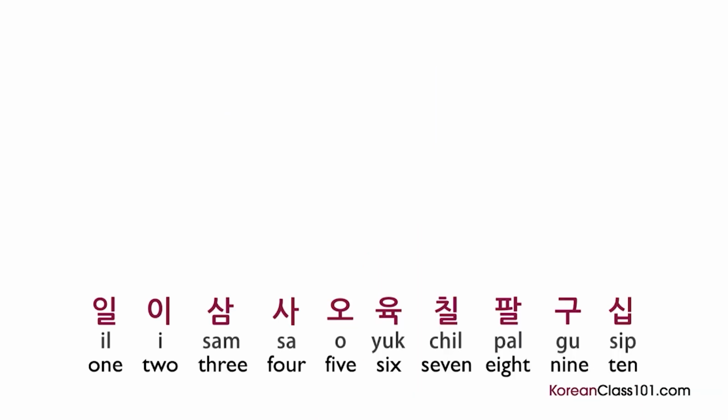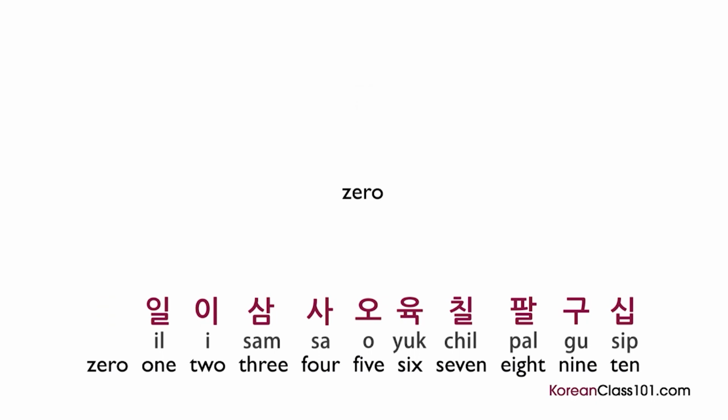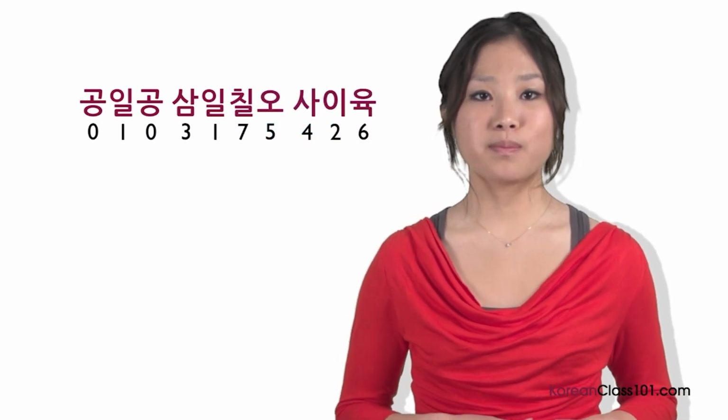What comes before 1? Do you know how to say 0 in Korean? It's 0. But in phone numbers, it's often said 0. Imagine someone tells you a phone number. Can you understand it? 0, 1, 0, 3, 1, 7, 5, 4, 2, 6, 8.